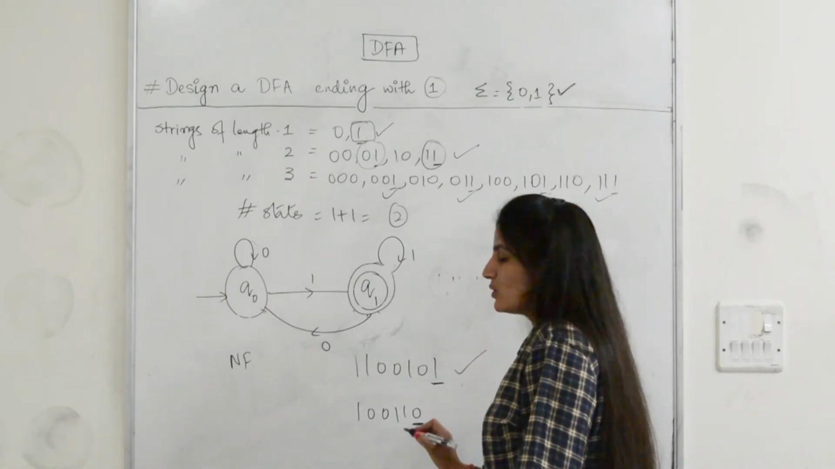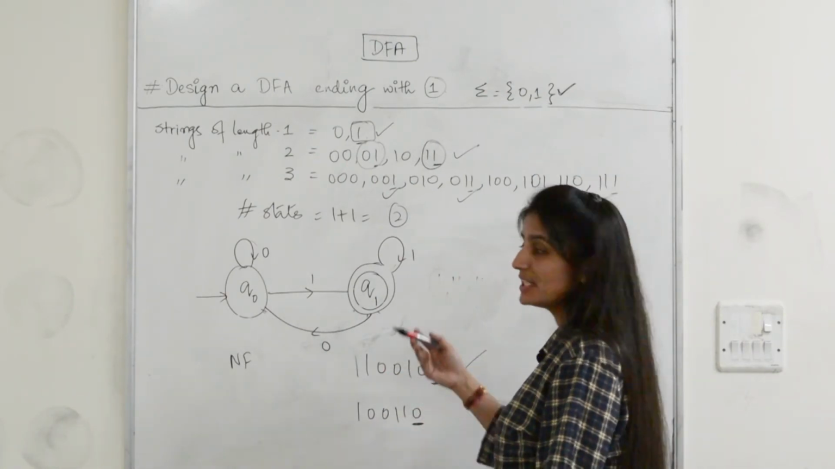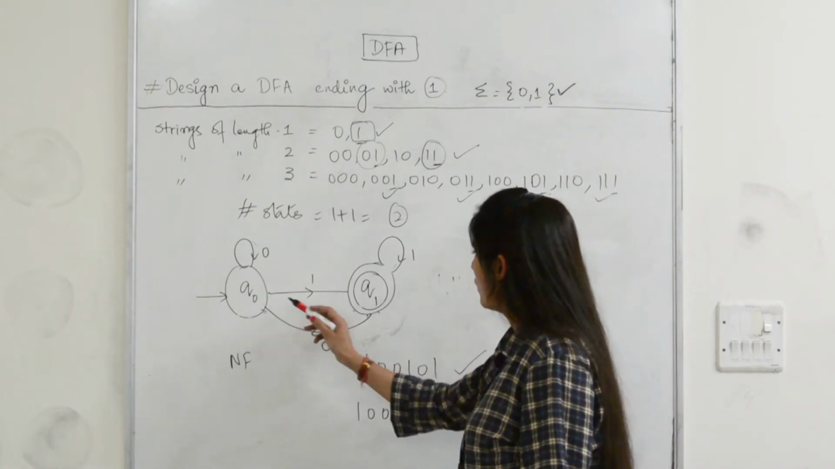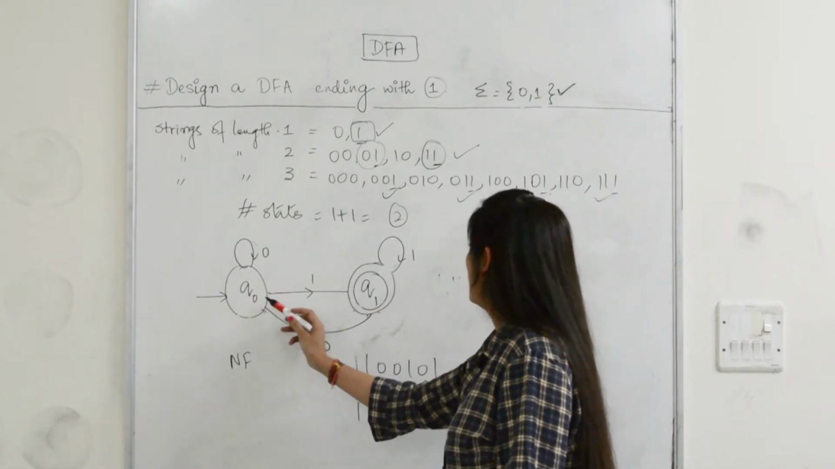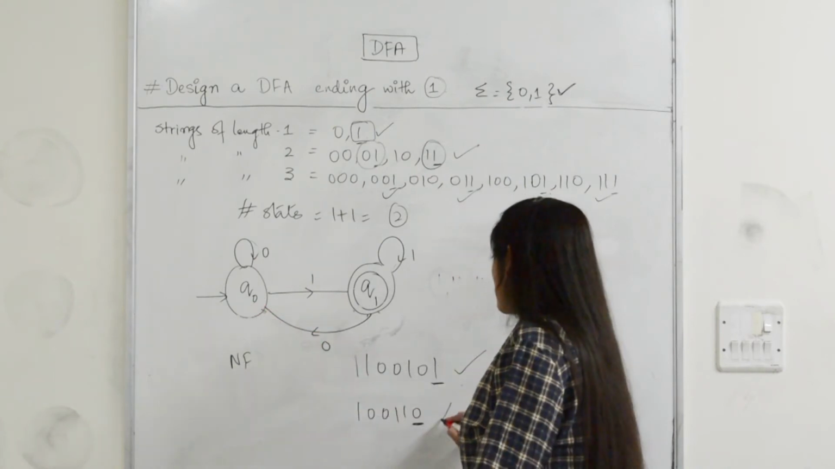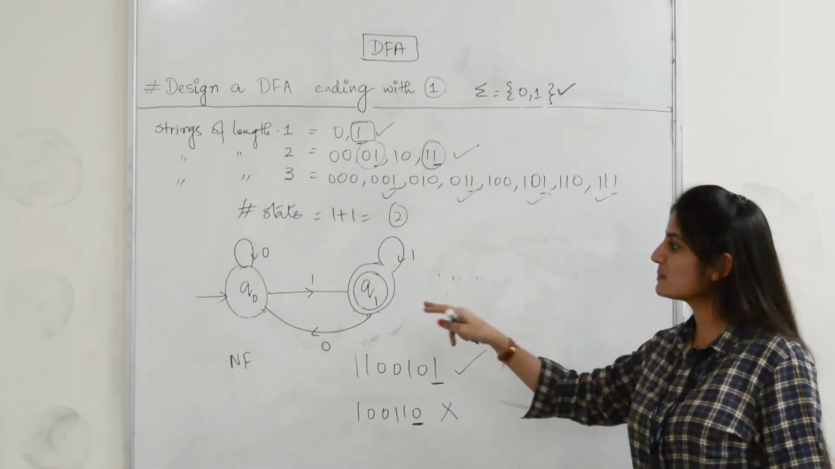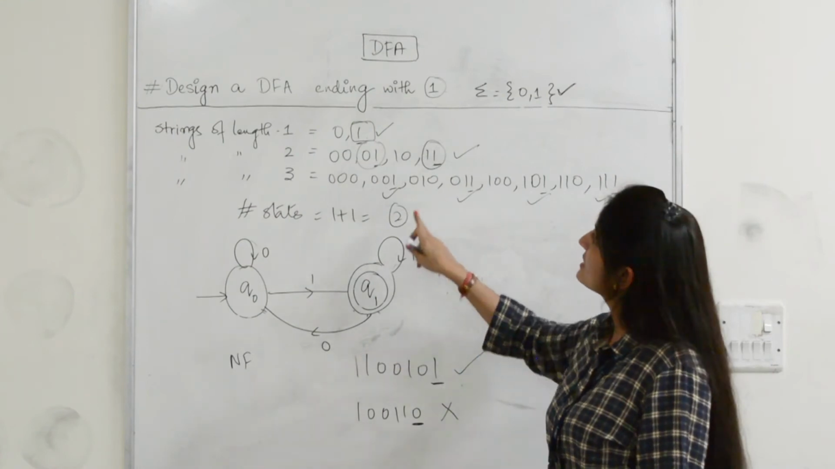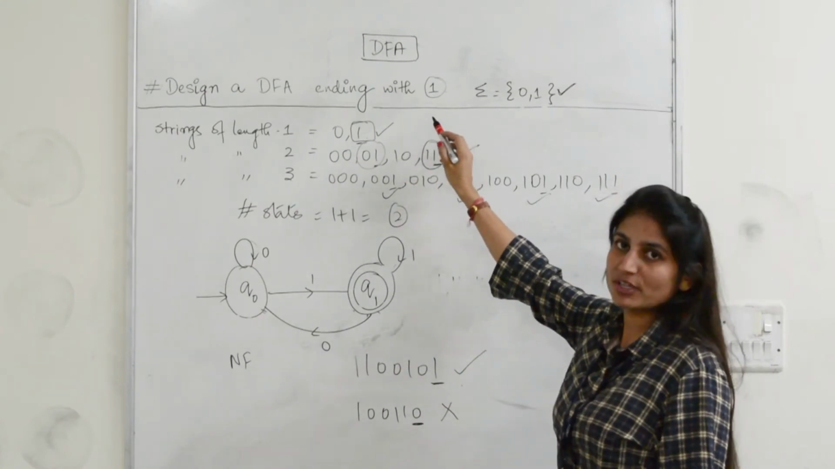Now take another string. Now it is ending with 0, so it should not be accepted. Let's see if it is being accepted or not. 1, 0, 0, 1, 1, 0. Which is ending on a non-final state, it means it is not accepted. So we can say that this particular DFA is designed for all the strings which are ending with 1.